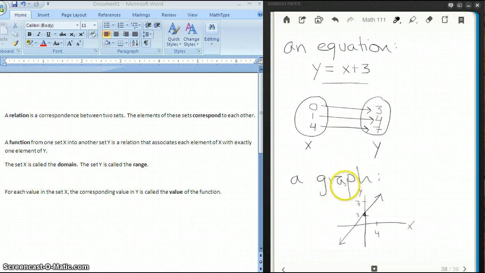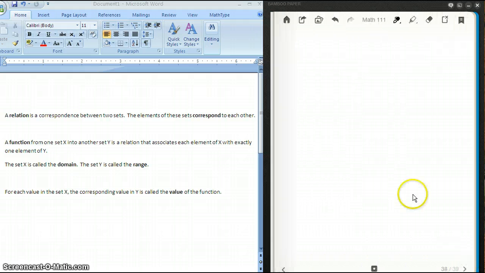Well, let's see, a table. We could do a table because, instead of using this mapping idea, we could put all of our information in a nice organized table.